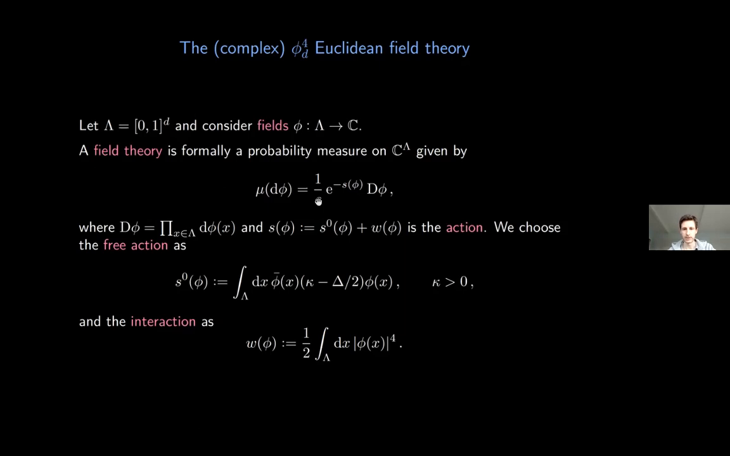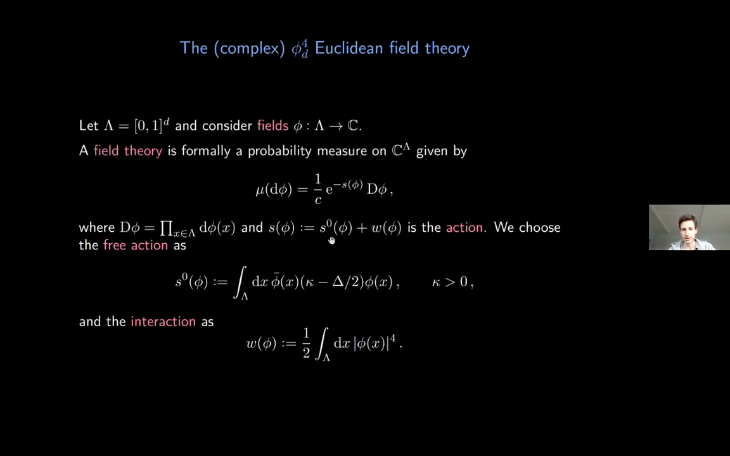This C is just a partition function, and the d phi is a somewhat delicate object. It's this uniform measure, or if you wish, Lebesgue measure on the space of all fields, which of course doesn't exist. But if you wish, and in fact that's not a bad way to think of these things, you can discretize your torus, and then this makes perfect sense. And then you can try to take some kind of continuum limit.